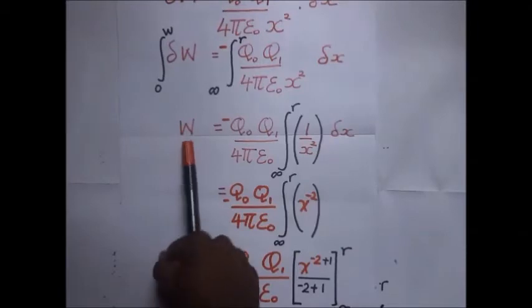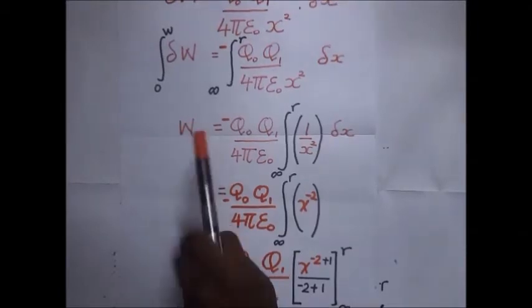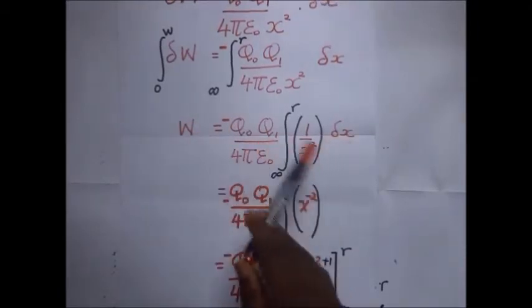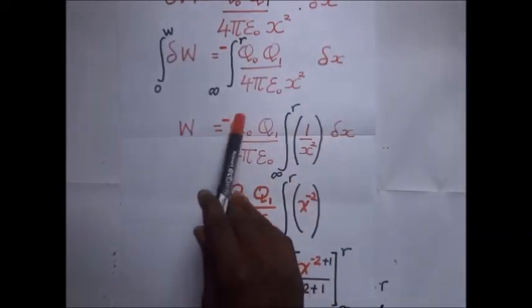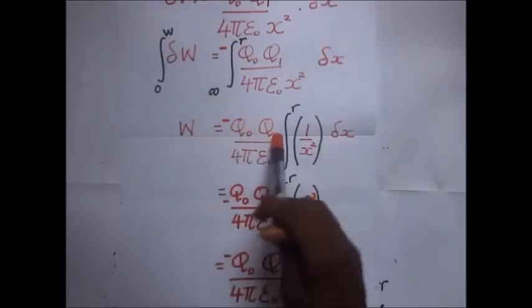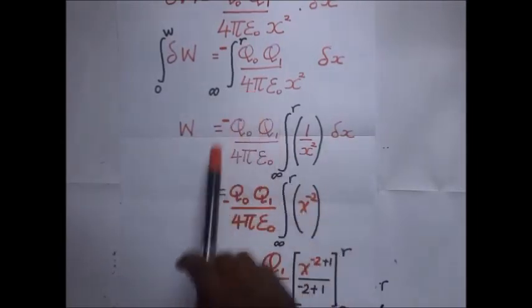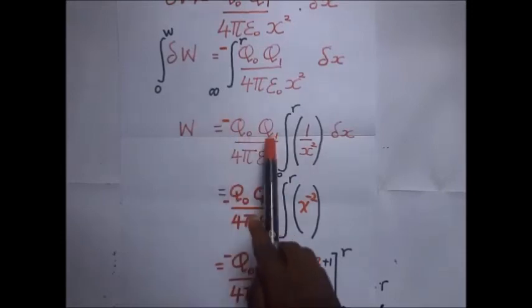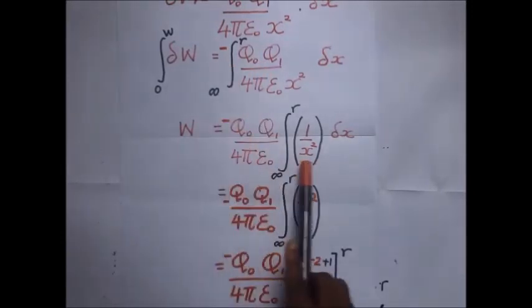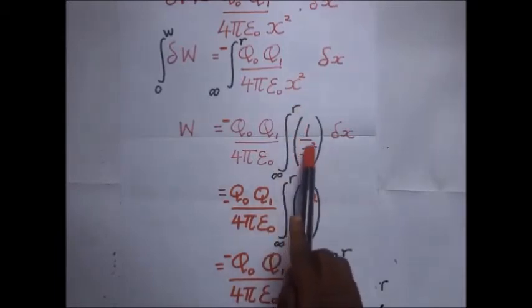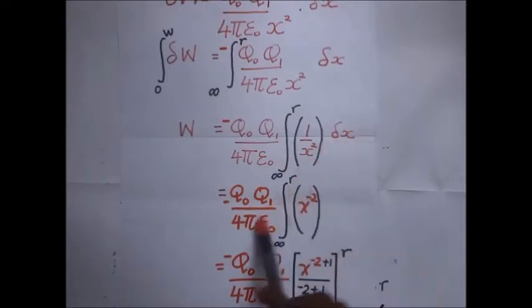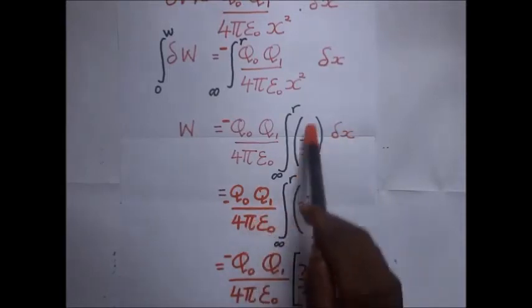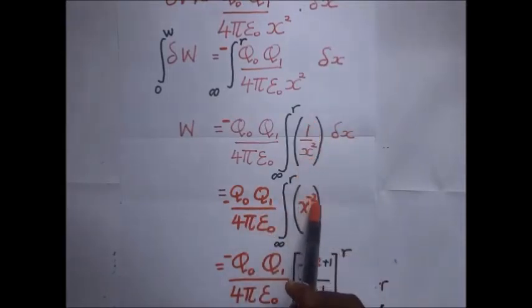Integrating this side will leave us with work equal to, now if you look at this expression, Q naught times Q1, this is the charge at A, this is the charge at B. These are both constant terms. 4 pi epsilon naught, all these are constant, so we shall put them outside the integral sign, and we shall only integrate 1 over x squared with respect to x. This 1 over x squared is the same as x to the power negative 2.